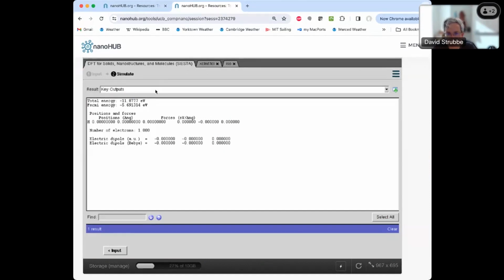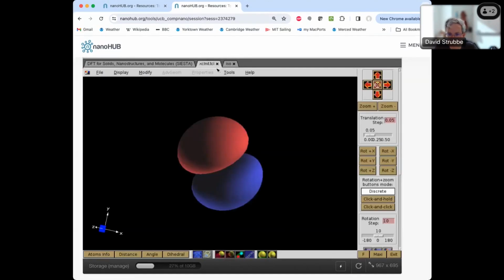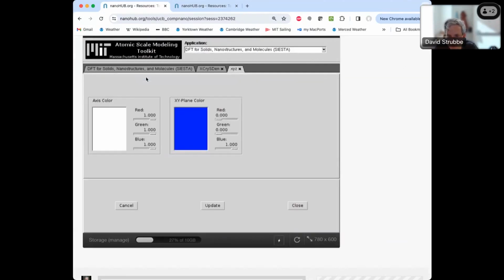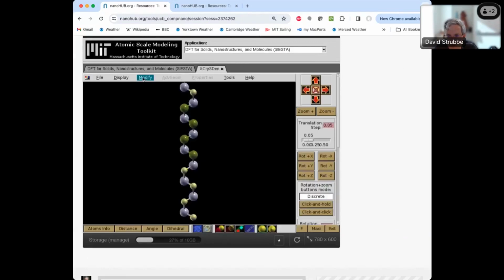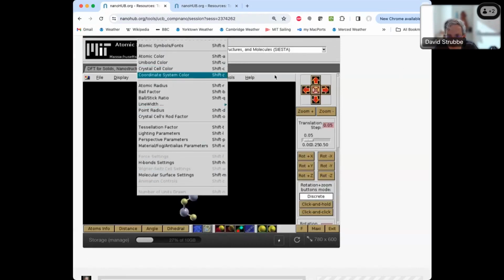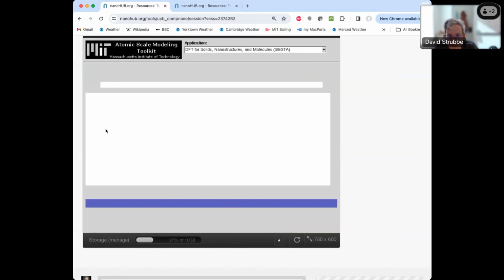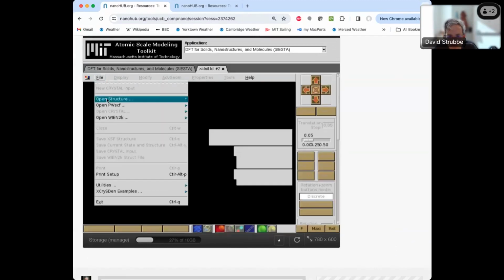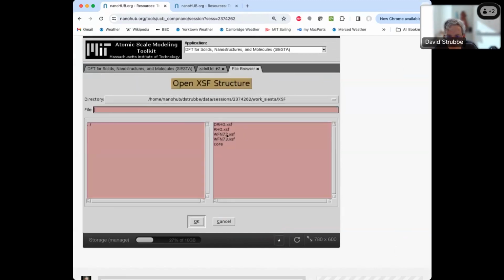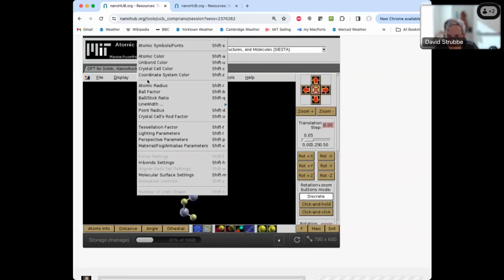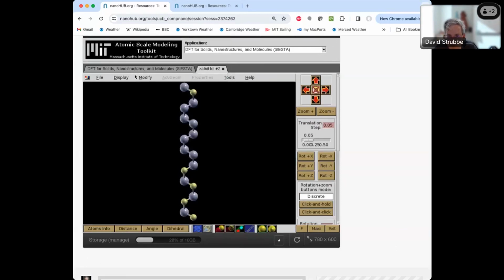Cool. Okay, the calculation is done here now for the 2D material. So let's try a couple things here. Okay, so first I'm going to say close and then bring up one of the wave functions. So I'm going to try wave function 72. That is the valence band maximum.